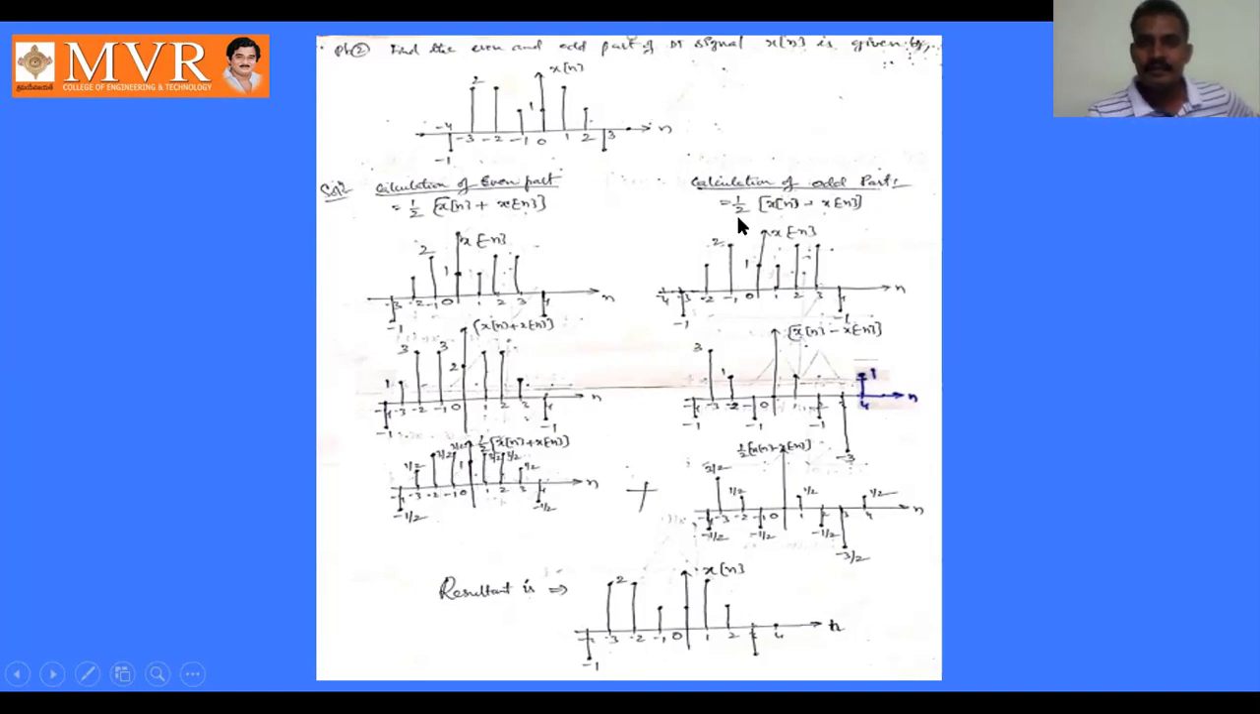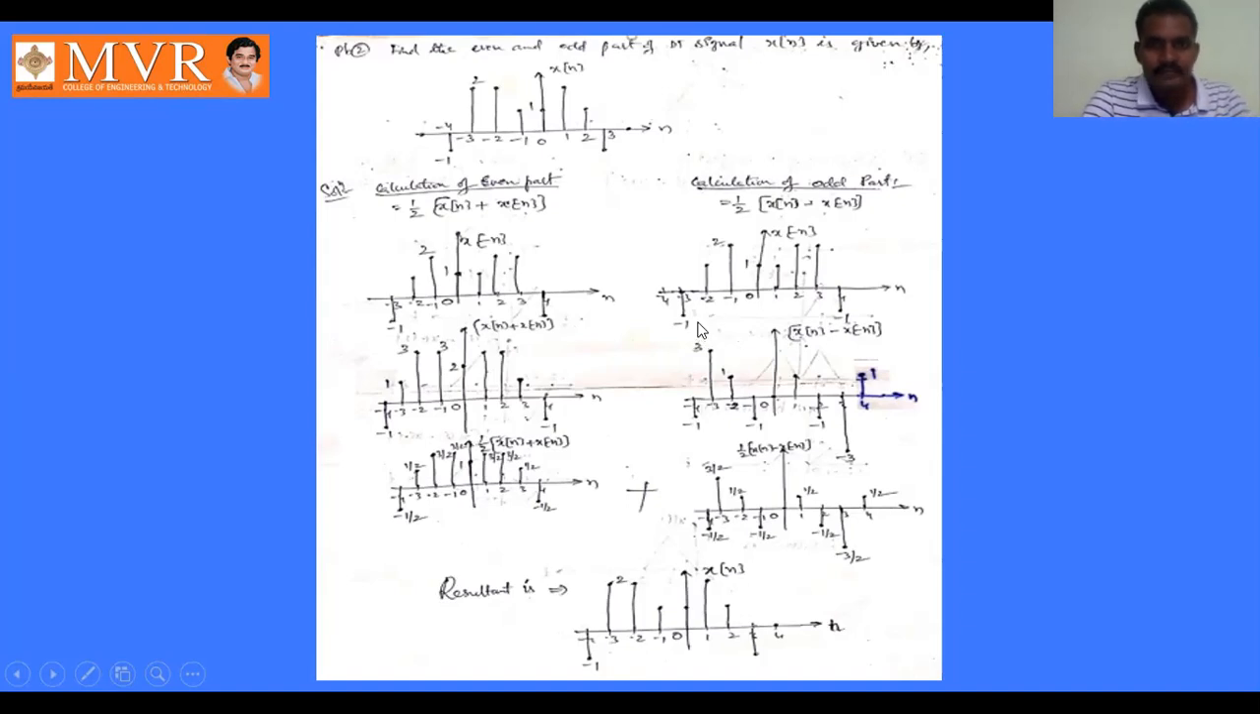Then in the same manner, we'll find out the odd part of our signal. So x of n is already there, x of minus n is also there, so it can be subtracted from x of n first. Here at 4 its value is minus 1 and at minus 4 its value is 0. Minus 1 minus 0 is minus 1. And at minus 3 its value is 2, and at 3 its value is minus 1.